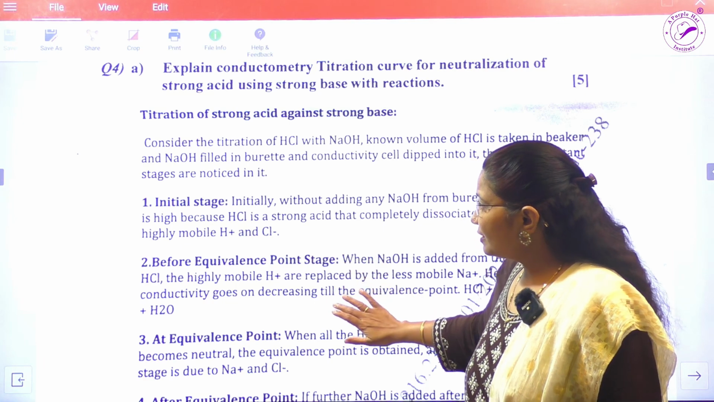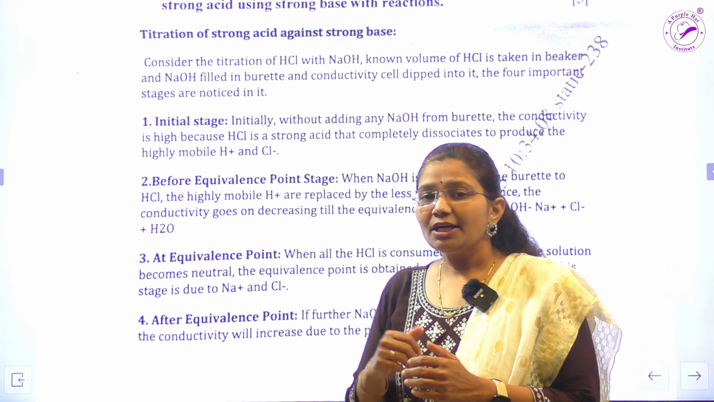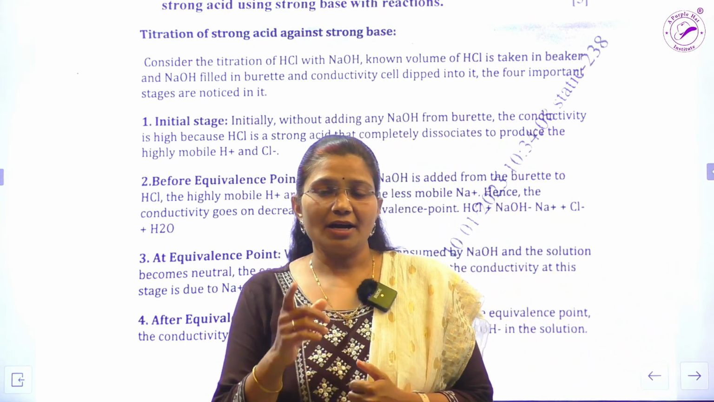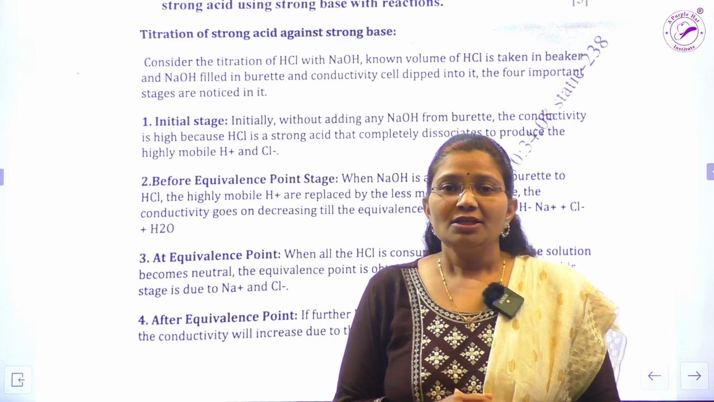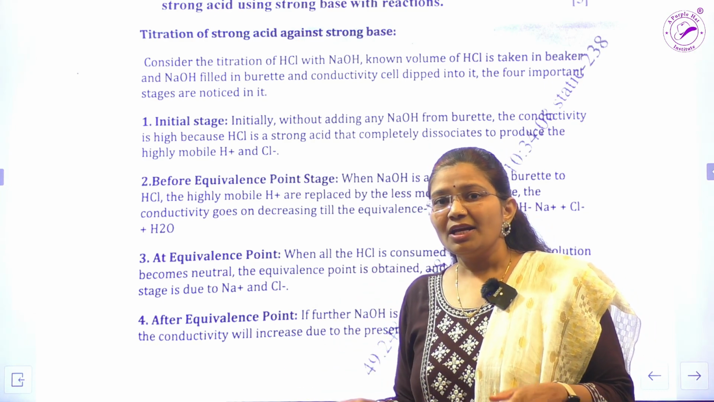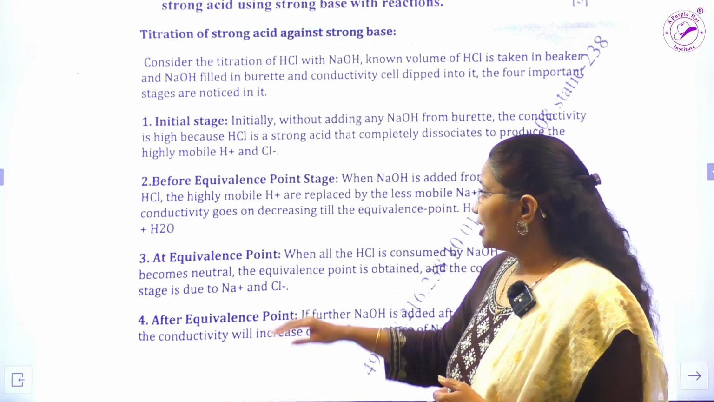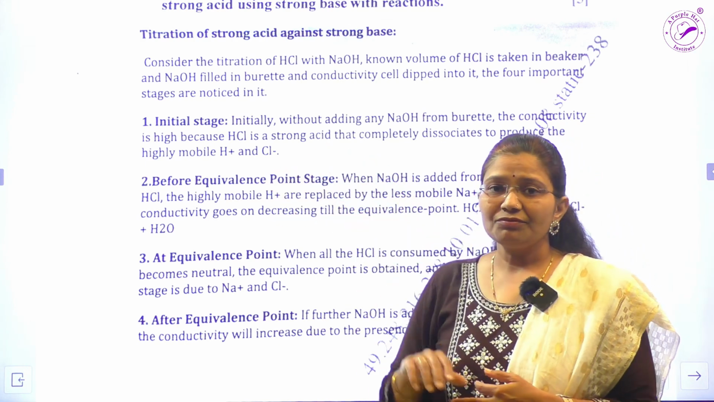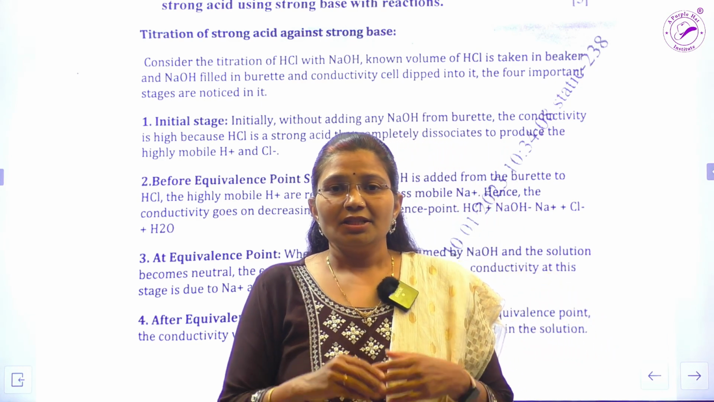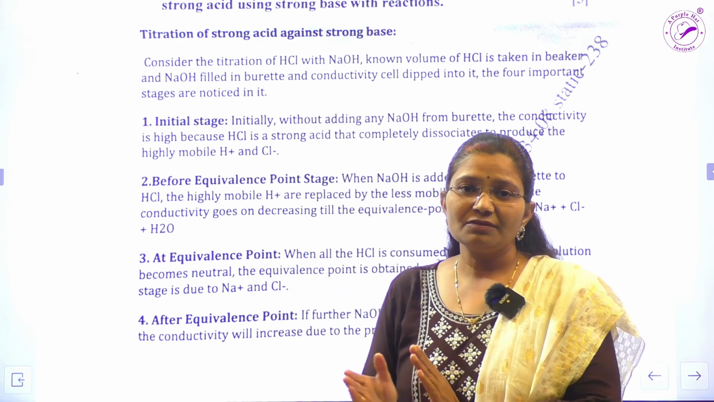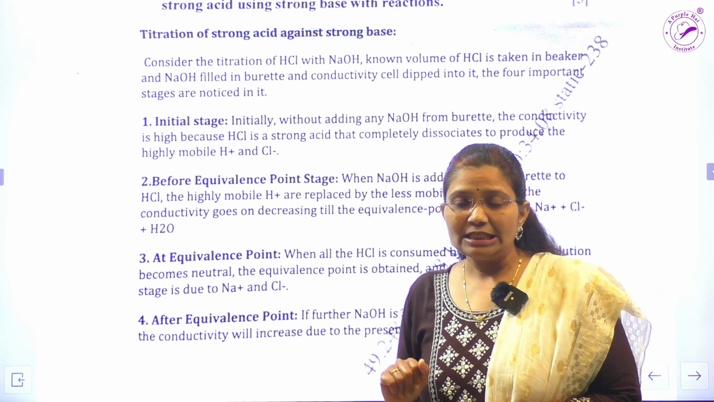Initially the conductance of the solution will be high, because HCl is a strong acid, so it dissociates completely and forms H plus and Cl minus ions. Then before the equivalence point, when we add NaOH solution to the HCl, the highly mobile H plus ions get replaced with less mobile Na plus ions, and because of that the conductance is going to decrease.